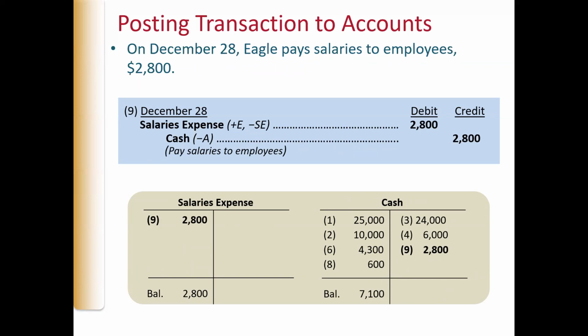On December 28th, Eagle pays salaries to employees for 2,800. Salaries expense increases by debiting it. And think about this, it's also reducing our stockholders' equity. That's why we debit it too. To decrease cash, we credit it. It's reducing our asset. But do our debits equal our credits? Yes, they do.